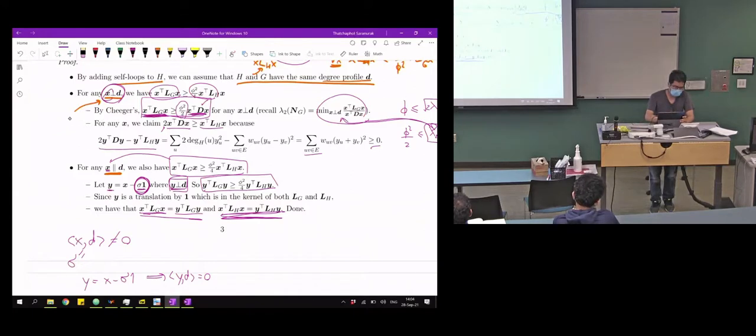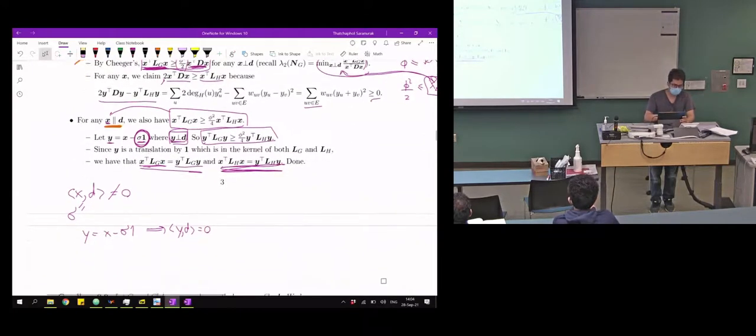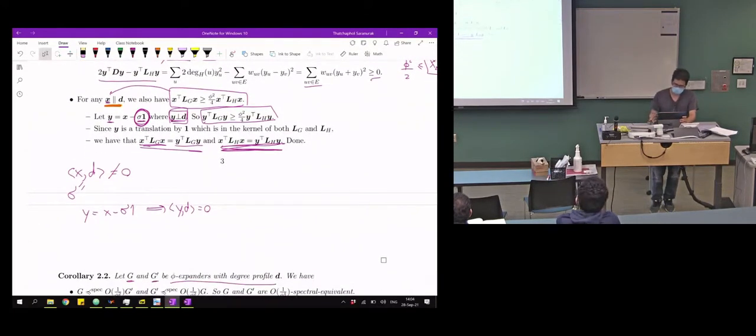But this case is fine, is it? Yeah. So it's just when you have something parallel to D, and you translate it by the all-one vector, this term doesn't change at all, because the all-one vector is in the kernel. You have something parallel to D, but you can always translate it so that it becomes orthogonal to D, and you apply the last case.